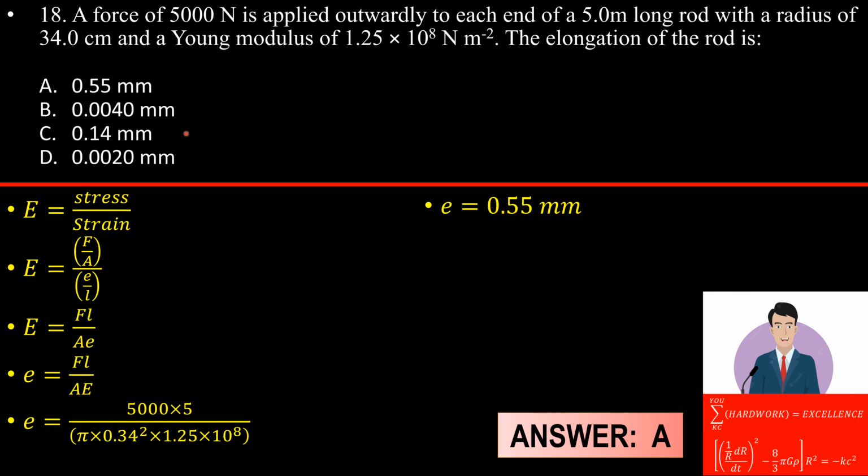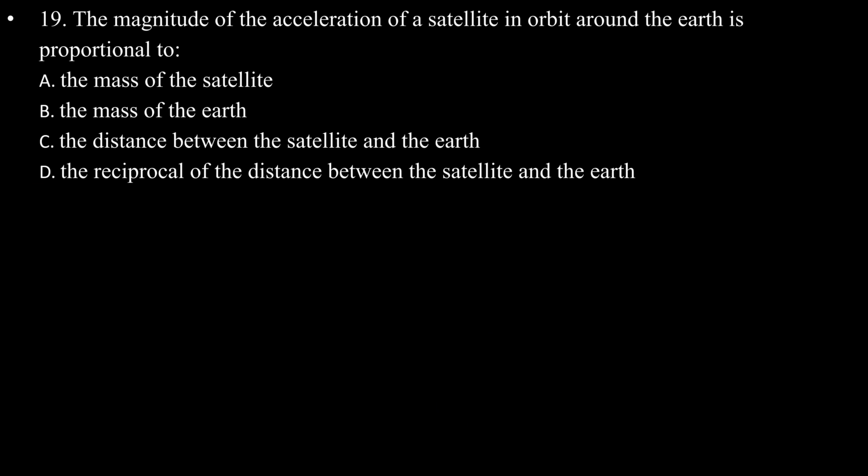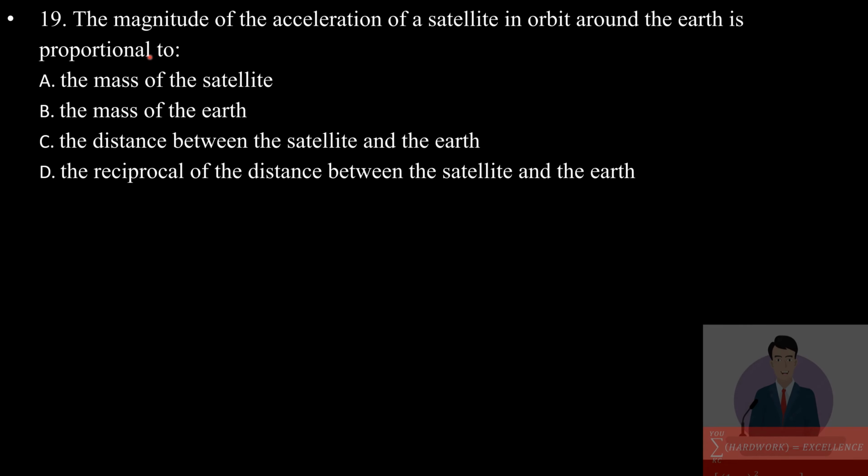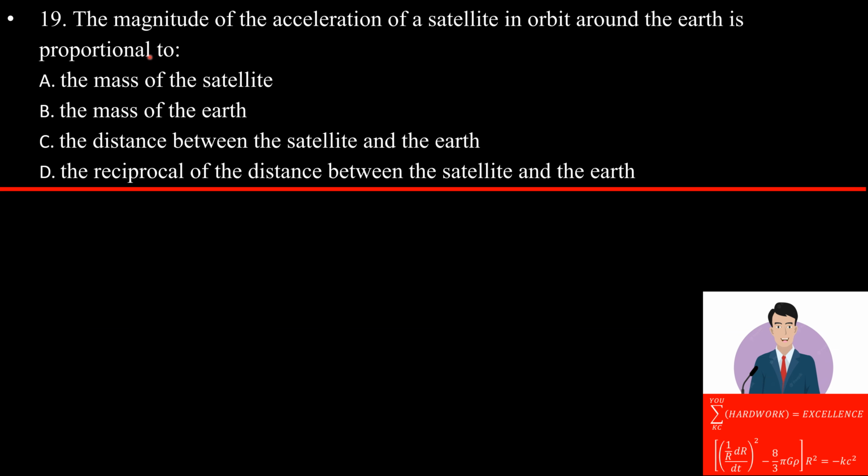and so our answer is A. The magnitude of the acceleration of a satellite in orbit around the Earth is proportional to, okay guys, I actually think that this problem has a little bit of a problem because there are three correct answers here. And so the question should have read, the magnitude of the acceleration of a satellite in orbit around the Earth is proportional to all except, so that you get the one exception. But let's just discuss the problem and pick out the three possible answers I'm talking about.